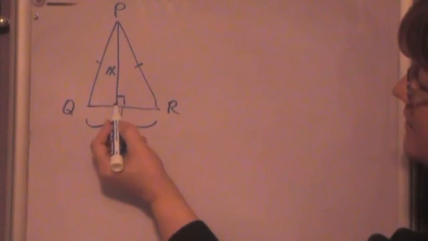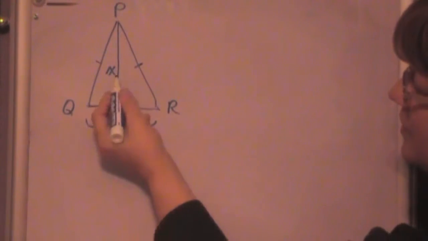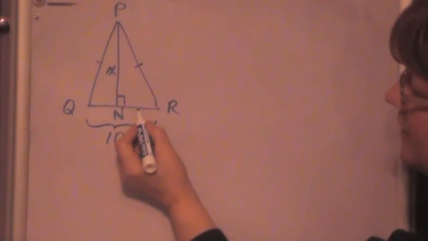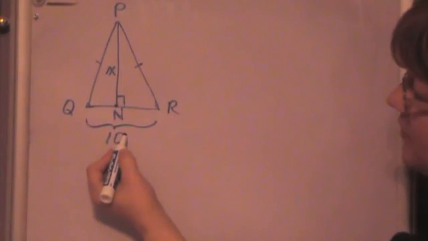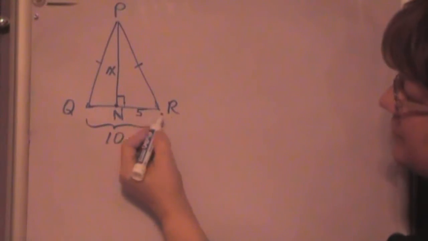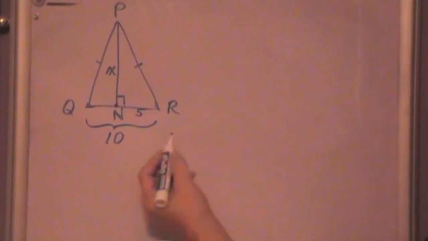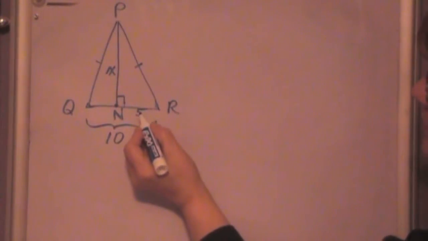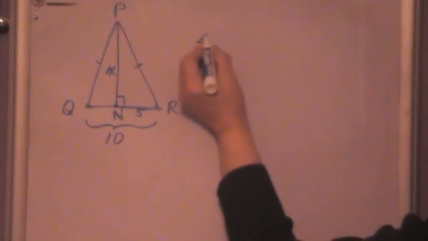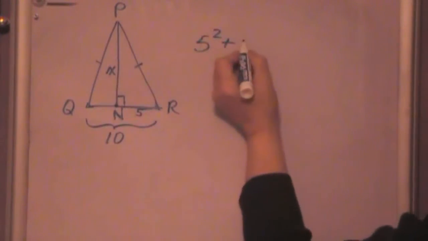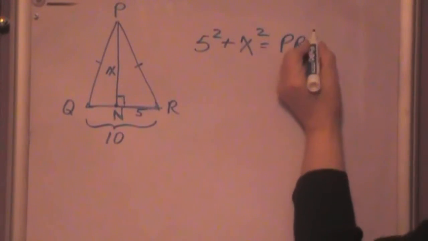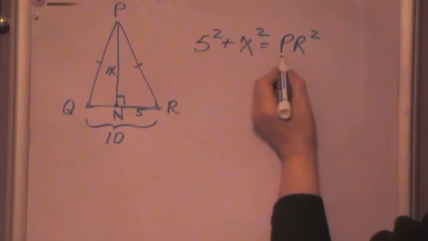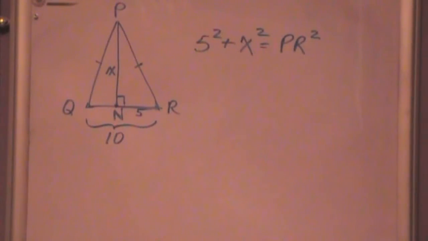You get a right triangle in here because this is an altitude. So you've got the Pythagorean theorem. And I know that in an isosceles triangle, the altitude joins the midpoint of the opposite side. So this side is equal to 5, half of the 10. So we have the Pythagorean theorem. This is the leg of the right triangle, 5 squared plus the other leg squared, x squared, is equal to PR squared. Now remember, PR with no line over top of it is the length of the side, not the line segment.